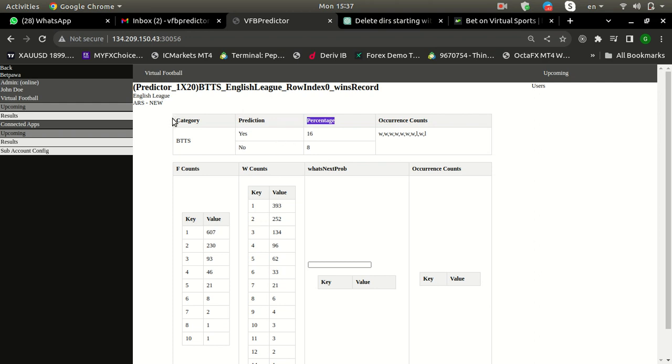Now you can use this table to just bet the way it is by picking the highest percentage. And over here we have a column I have named occurrence counts, which can also be named history. It shows the history of the last previous bets. The most recent one is here, then this one, and then this one, and the further you go to the left, the further the history is.